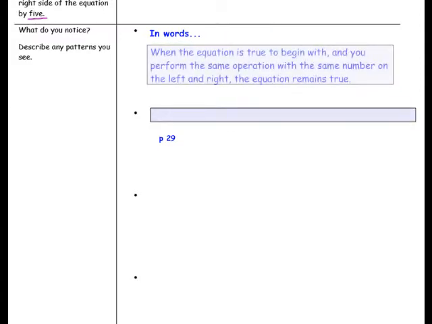What I noticed is when the equation is true to begin with, such as 5 equals 5, and you perform the same operation with the same number, such as plus 2, plus 2, or divide by 2, divide by 2, or multiply by 10, multiply by 10. When you perform the same operation with the same number on the left and right, the equation remains true.